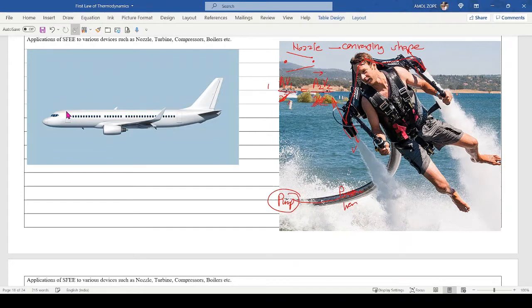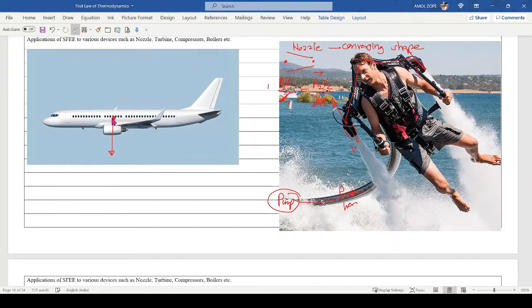Now let us look at another application. This is a diagram of an aircraft. So the aircraft is made up of some material, some metal. So what is happening? Let us say this is the center of gravity of the aircraft. So gravity will pull down.